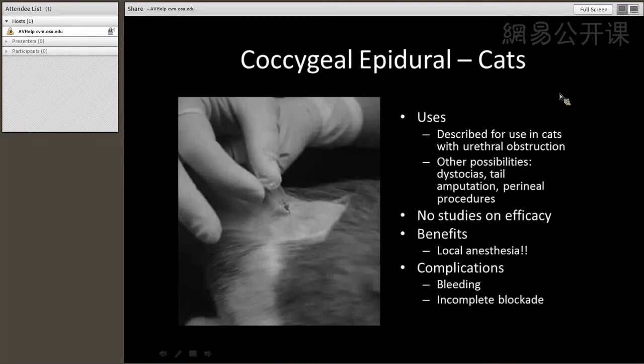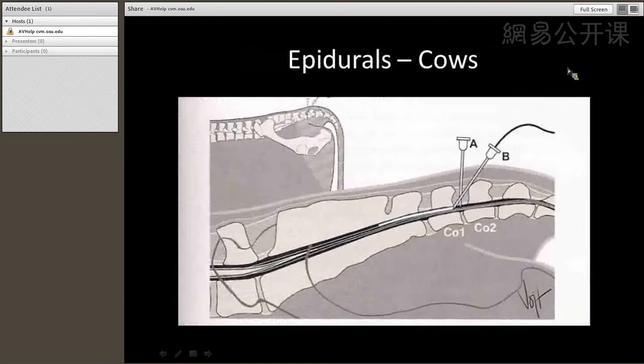It's been described for use in cats with urethral obstruction, and the authors postulate other possibilities like for dystocias or tail amputations and perineal procedures. Unfortunately, the group that actually did this technique first hasn't provided any studies on efficacy. So it could be helpful. It's probably not going to have a huge downside. The benefits are that you could use local anesthetic, and they report complications like bleeding and incomplete blockade, the same as if you were doing a lumbosacral epidural. They are working on the efficacy studies though, so it'll be interesting to see what they come out with.